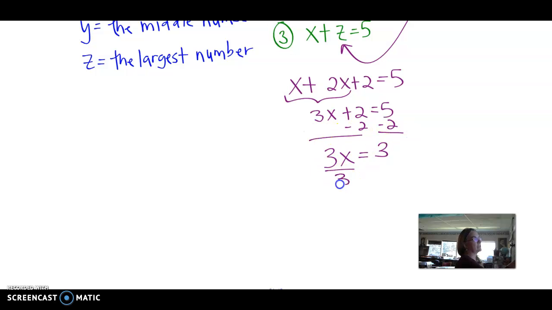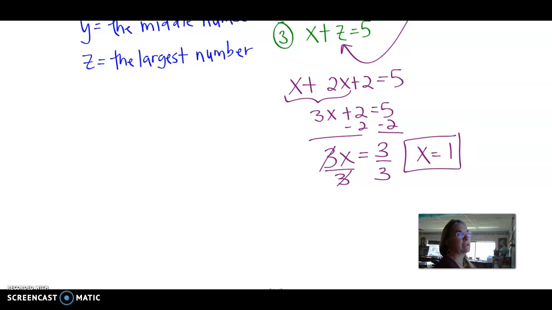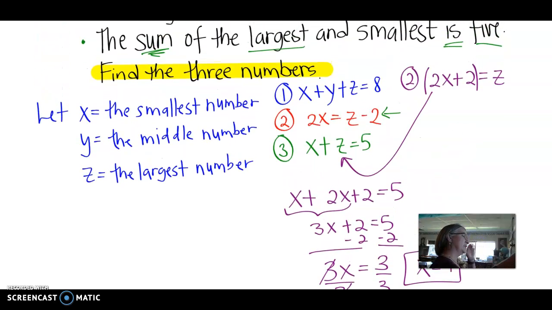Divided by 3, and you get your x. Our x is equal to 3 divided by 3, which is 1. Put a box around that. And then if we know x is 1, then I can find z, because 1 plus z is equal to 5. So subtract the 1 from both sides, and I get z is equal to 4.